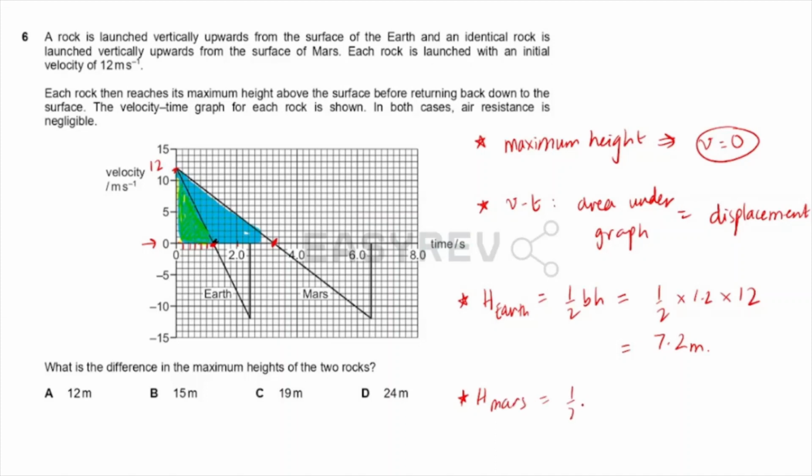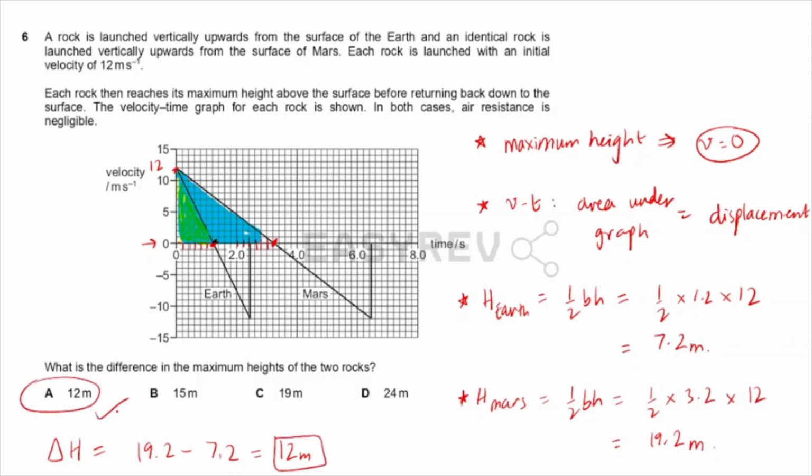Now let's do the same for Mars. Once again, the same formula, half times. Now the base here would go beyond 2 seconds. So 2, 2.2, 2.4, 2.6, 2.8, 3, 3.2. And then the height is still the same, 12 meters per second. And now once again, we calculate it and we get 19.2 meters. So now that you have both maximum heights, now it's just a matter of finding the difference in height, delta H, which would be 19.2 minus 7.2, and what you get is exactly 12 meters. And so our final answer is A, right?